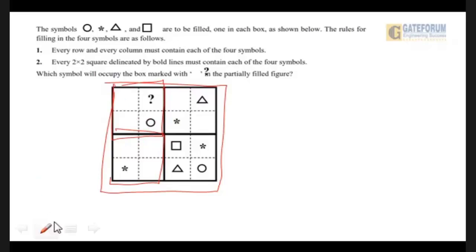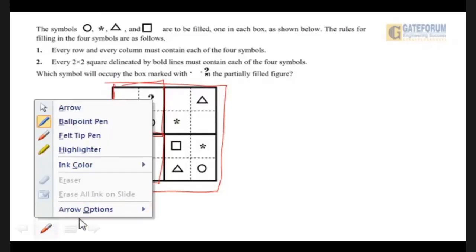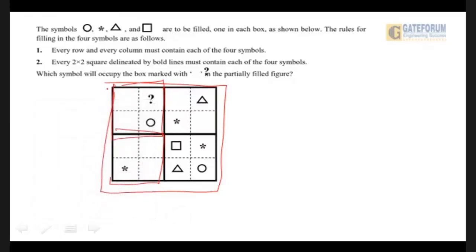They have asked you which symbol will occupy the box marked with the question mark in the partially filled figure. So which symbol will occupy the box marked with this question mark? Find out. Well, out of the 1001 ways this can be solved, let me tell you which apparently at this moment appears to be the simplest of them all.